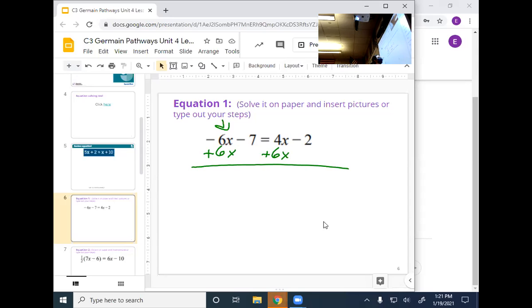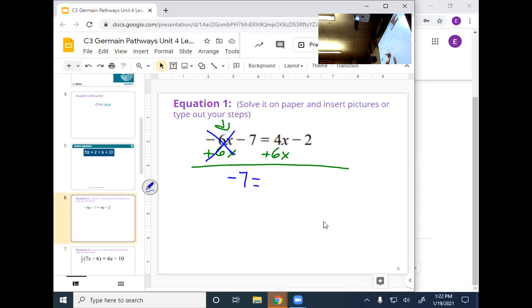Okay. When we do that, my x's on the right-hand side or left-hand side cancel out. When I cancel out my x's there, how much am I left with on the left-hand side? Very good, Bridget. How much am I left with, Avery? -7. Very good. We're left with a -7. Is equal to 4x plus 6x is how many x's? How many? 10x. Very good, Bridget.